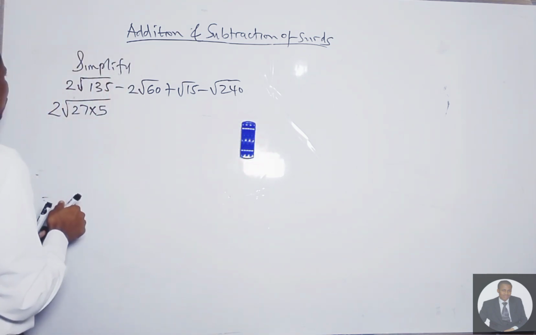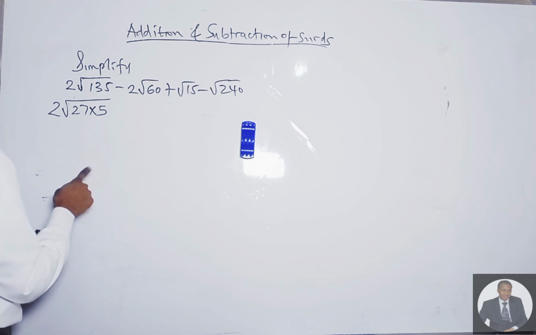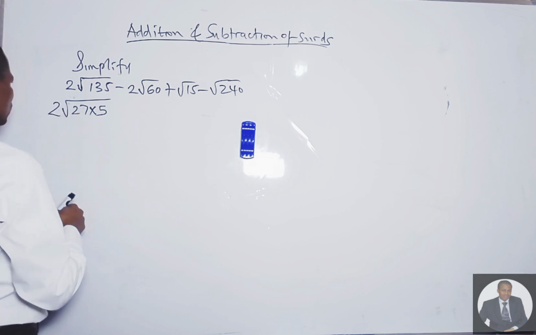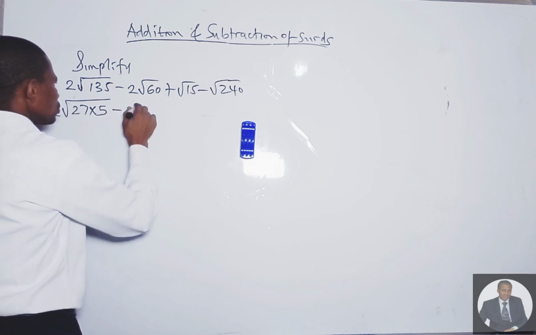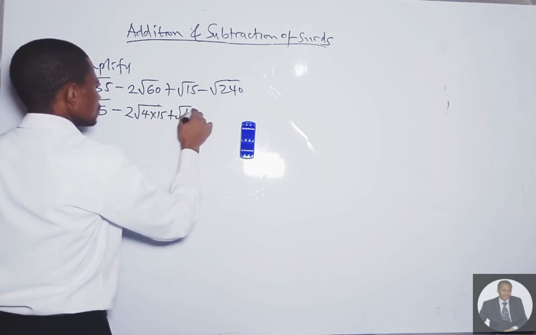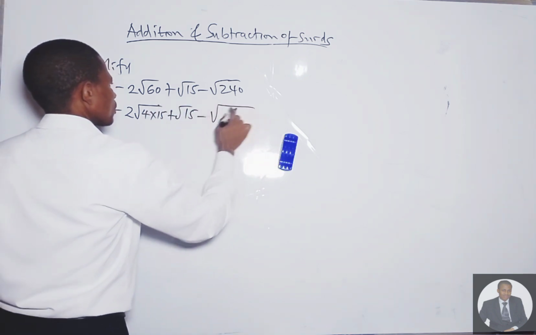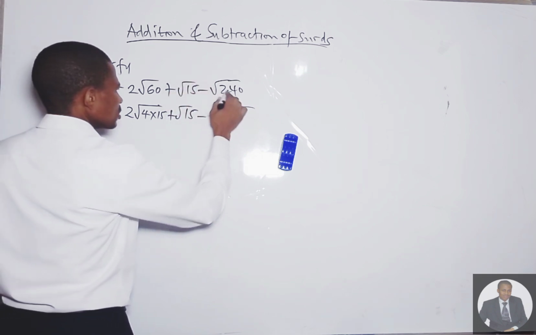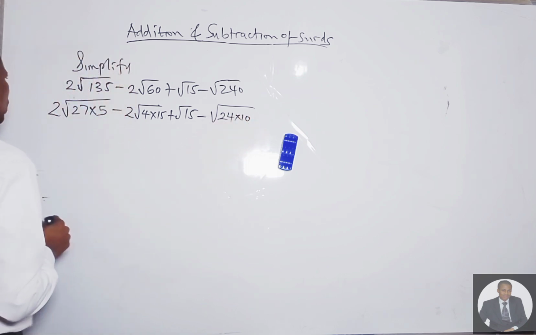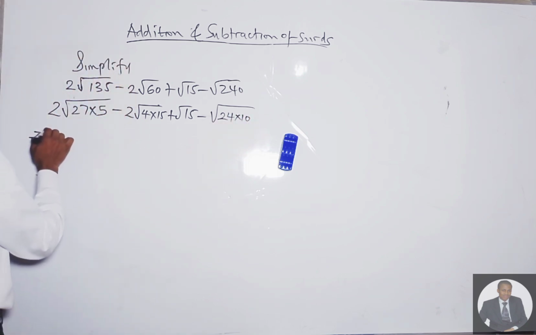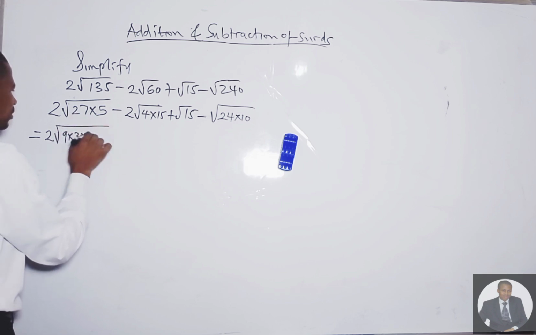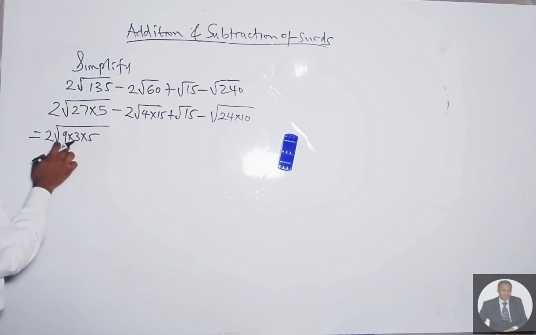5 times 7 is 35, carry 3, 5 times 2 is 10, plus 3 gives us 135. Then 2 root 60 is 4 times 15, then plus root 15, then minus root 240. We don't need to bother our head so long. Let's just say 24 times 10. We will still arrive at our answer. So we have 2, 27 is 9 times 3 times 5.